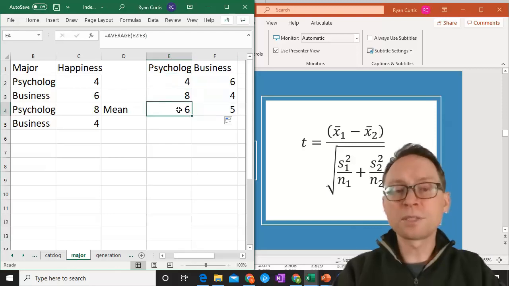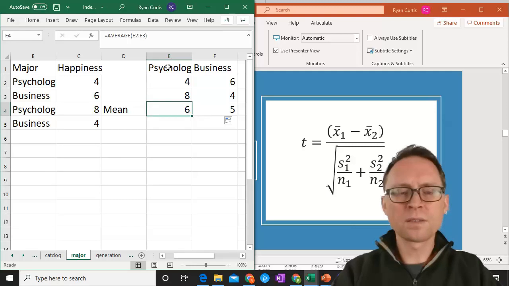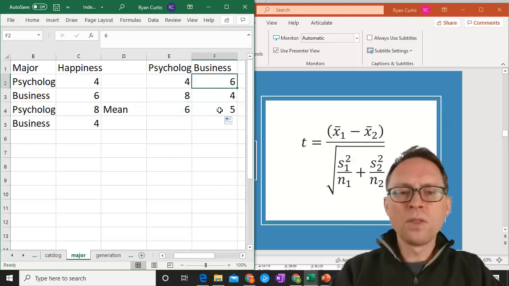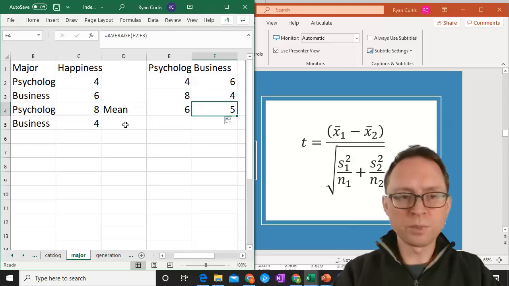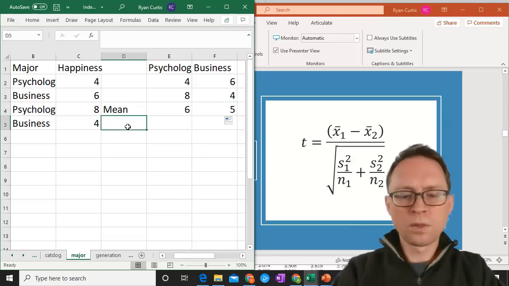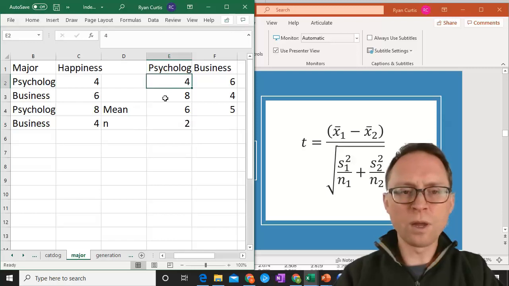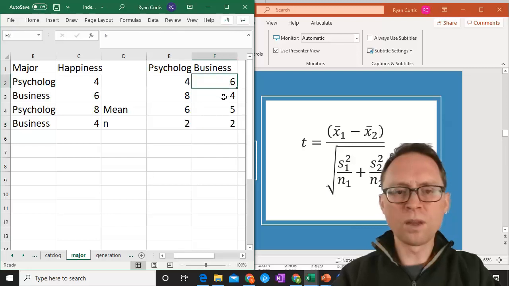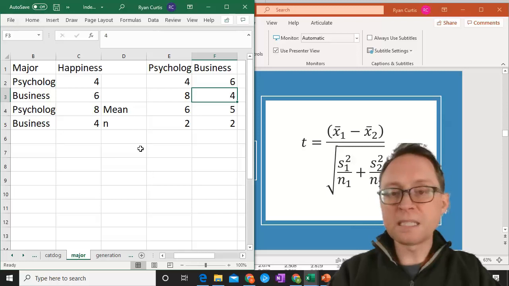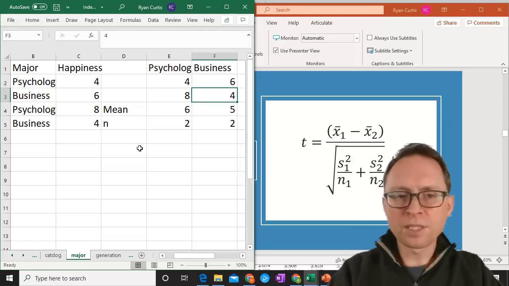This is x bar sub 1 because psychology is sub 1. 5 is x bar sub 2. It's the mean of the business majors. Sub 2 equals business majors. So the n, lowercase n, for each group is 2. Look, because I have 1, 2 of them. And for this one, it is also 2. 1, 2 of them.